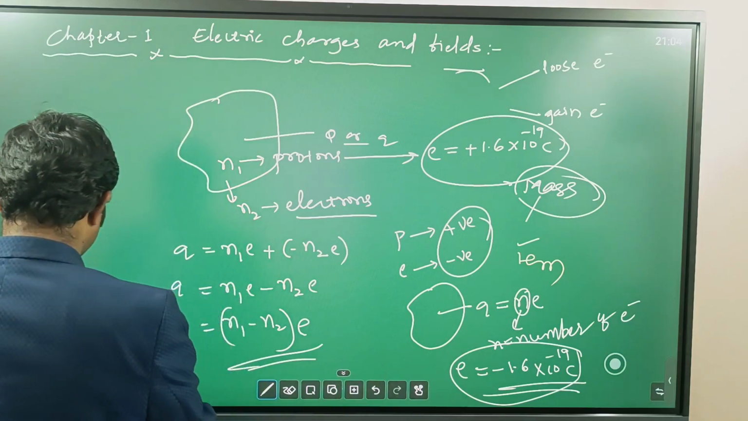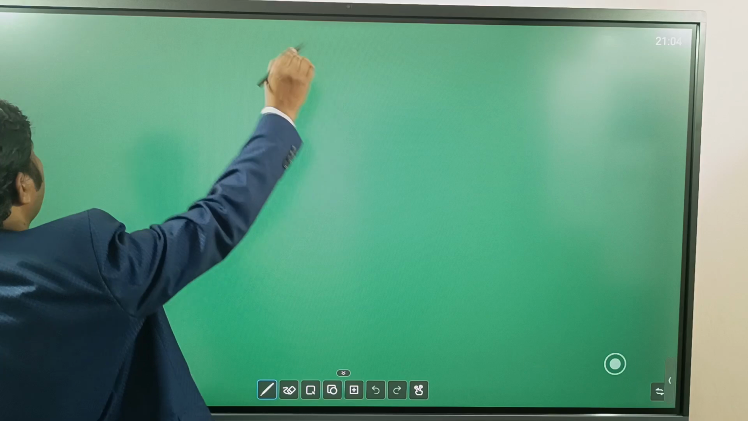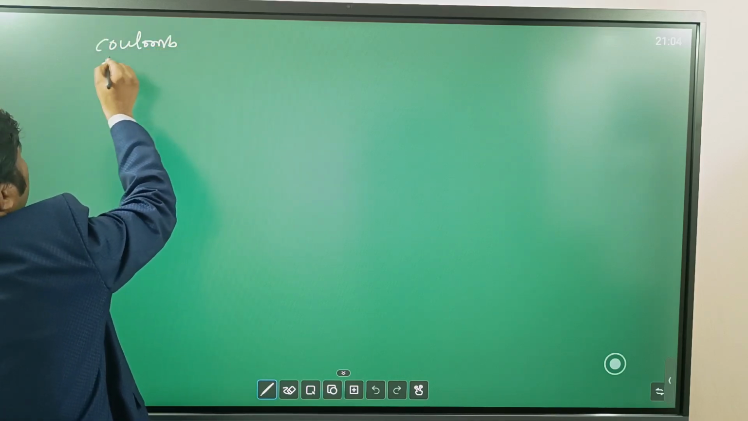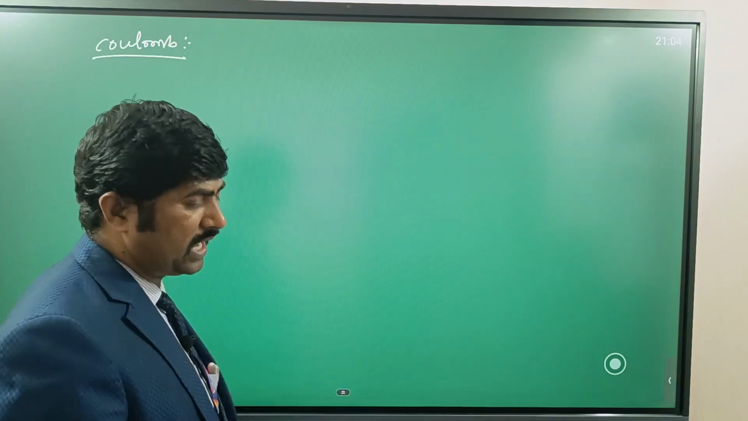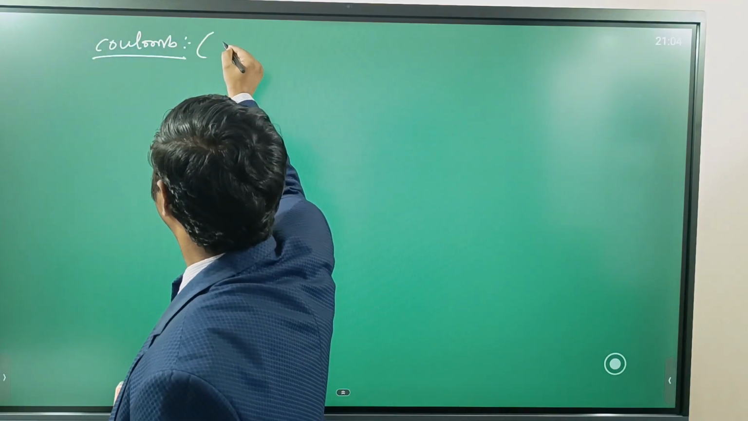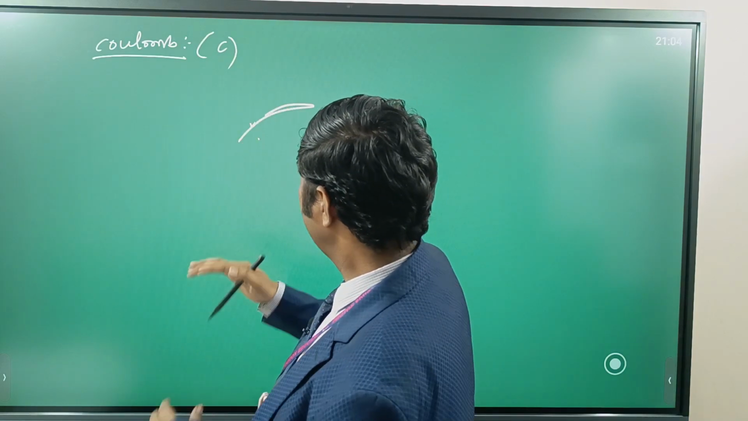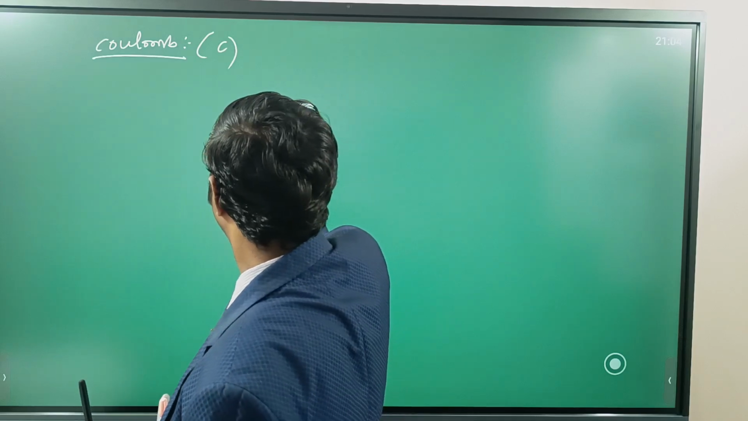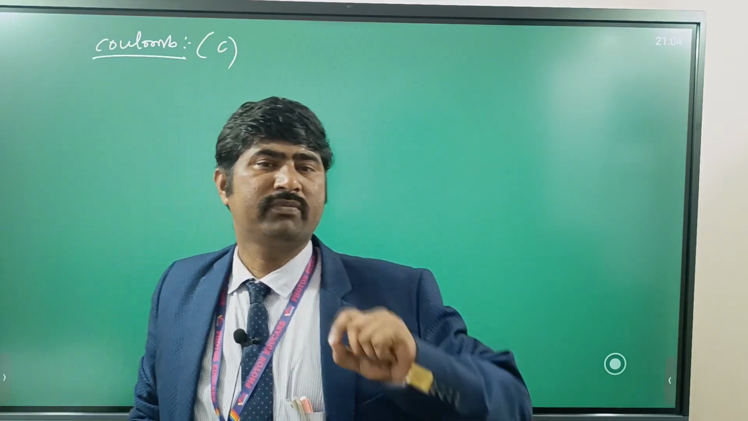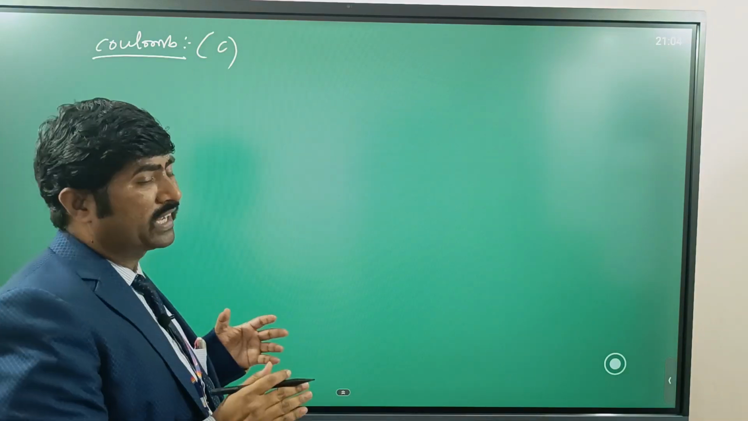Now let us consider, what is the meaning of this coulomb? We said that coulomb is the unit of charge. It is denoted as C. Are you clear? Now, in one coulomb of charge, let's see how many electrons are there. How many electrons make one coulomb of charge?